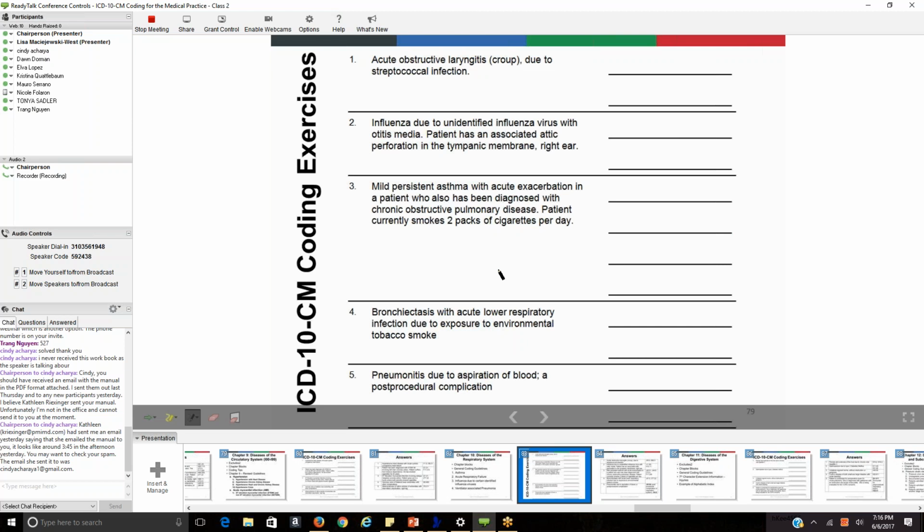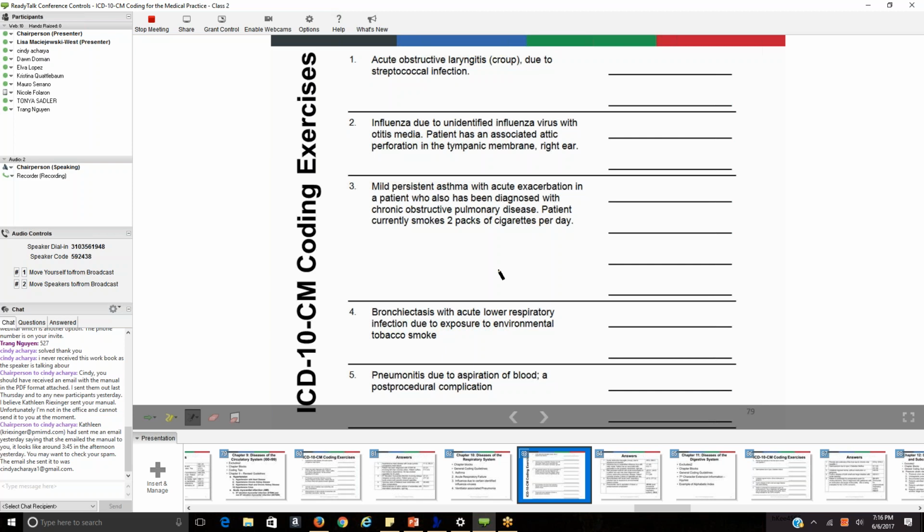We'll do number 1, and then I think we're going to do number 3 together because I want us to work on breaking down the op note. So we have acute obstructive laryngitis due to streptococcal infection. So we've got 2 codes. So what is the first place we're going to go look? We're first going to go look for laryngitis, and then we're going to look for infection, streptococcal.